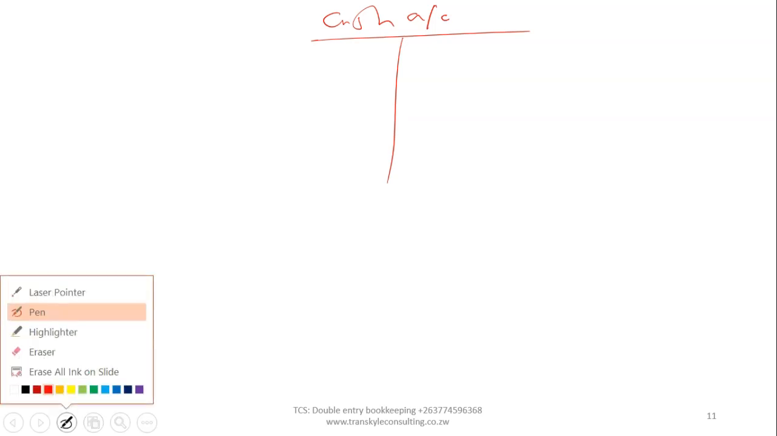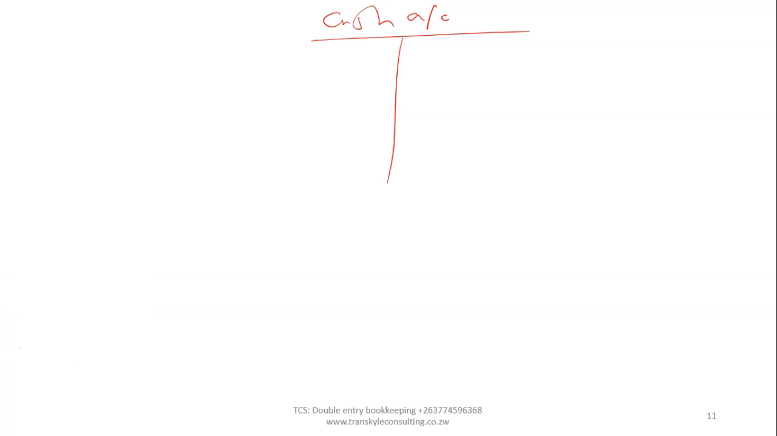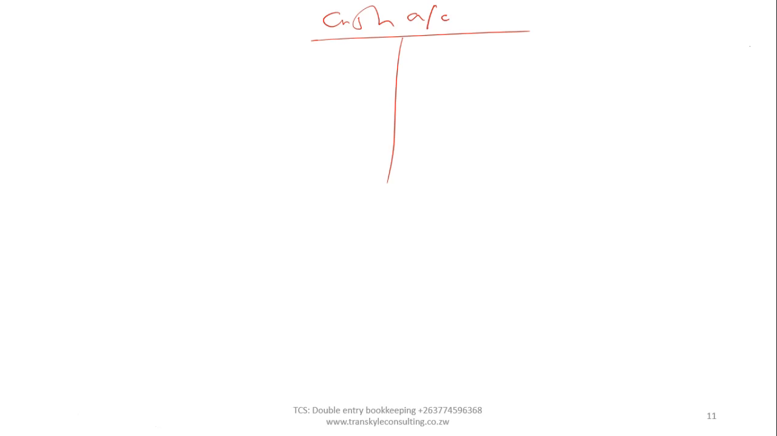Now, we can start with the cash account. Okay? Let me just erase a bit for the purpose of having enough space. How many pages do we have? Let me just cross-check, see if we have got enough space. Okay, it seems we are right on track when it comes to spacing.